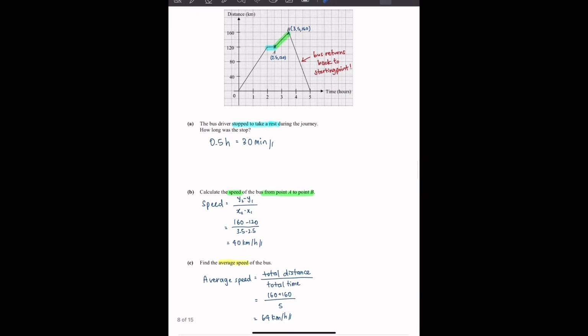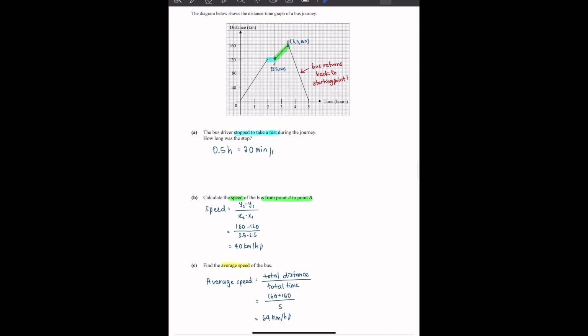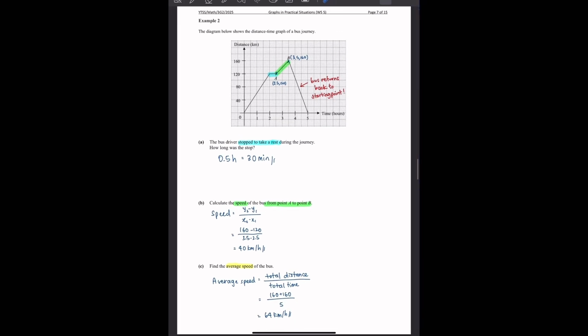Last but not least, for part C, find the average speed of the bus. Take note, the bus goes away from the starting point, takes a break, goes away from the starting point again to 160 kilometers, and then returns back to the starting point. So that means the total distance is 160 plus another 160. Total time is 5, so 160 plus 160 over 5, you will get 64 kilometers per hour as the average speed. So this is for example 2.